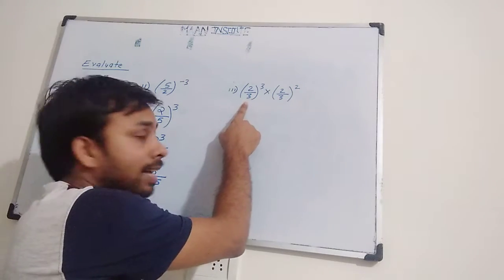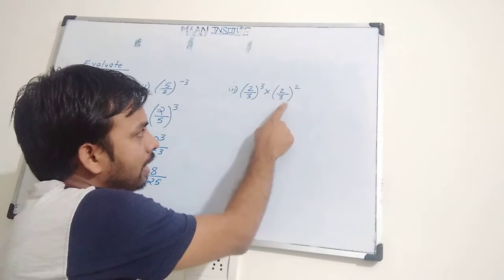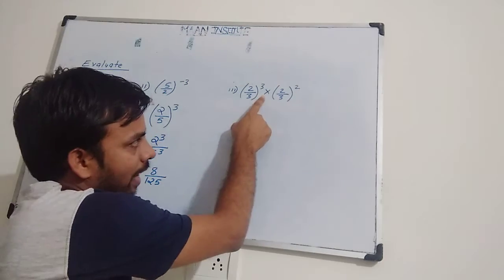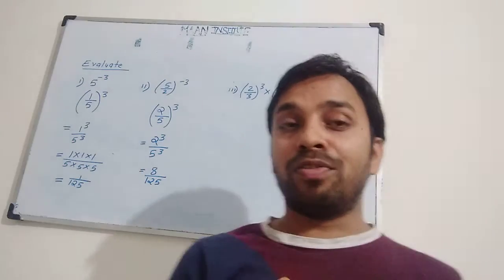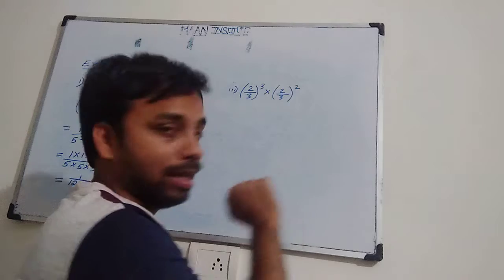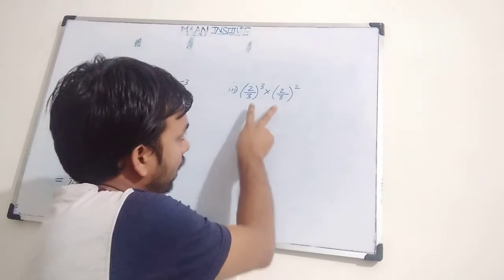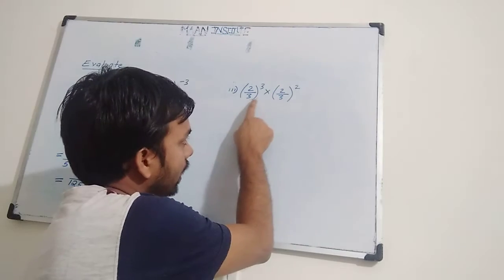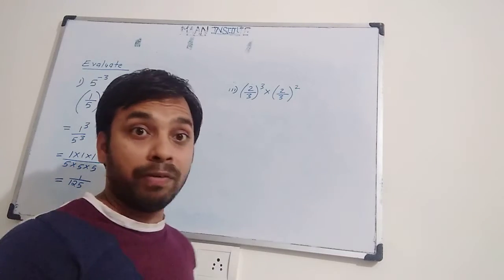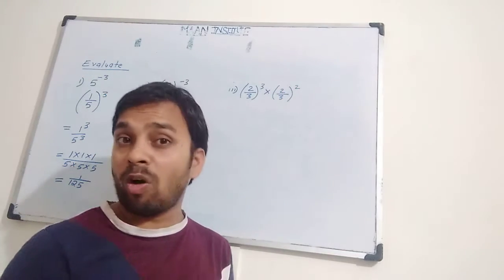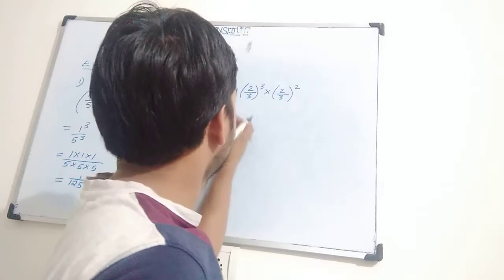What is the third one? Look here. 2 by 3 power cube, 2 by 3 power 2, and the sign is multiplication. Just remember the first law. It is applicable here. You can see the bases are the same, 2 by 3 and 2 by 3. The bases are the same, so we will add the powers. We have already studied that.